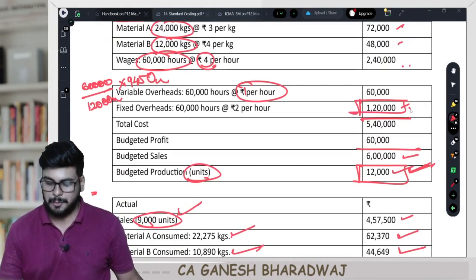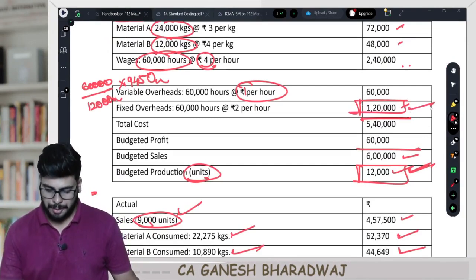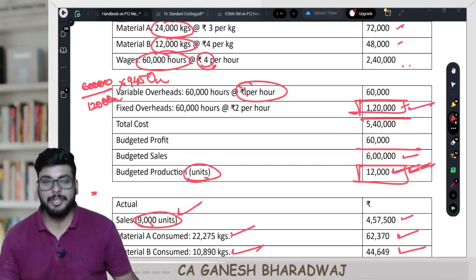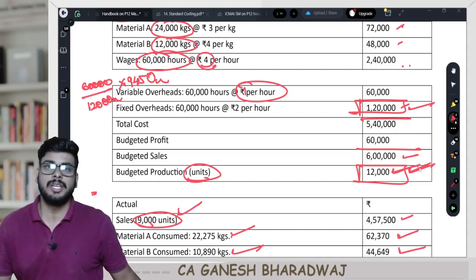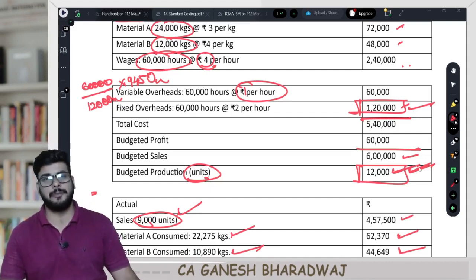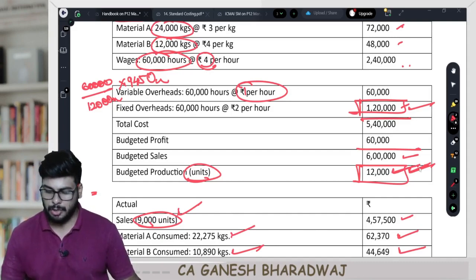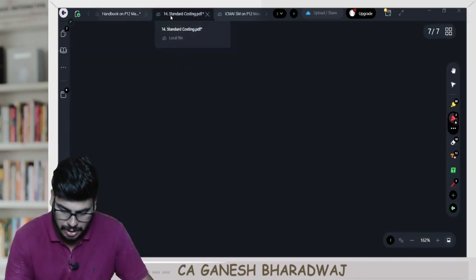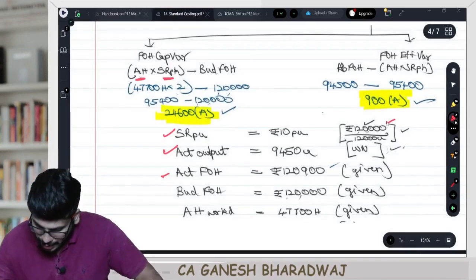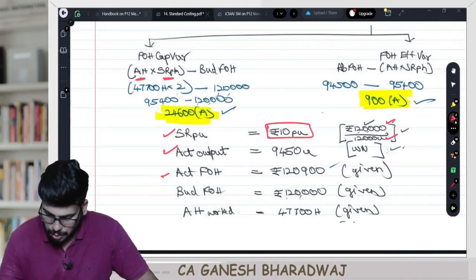They plan to incur 1,20,000 rupees and they plan to produce how many units? 12,000 units, which means what is the predetermined rate, the absorption rate or the standard rate per unit? It's going to be 1,20,000 divided by 12,000, which is 10 rupees per unit.